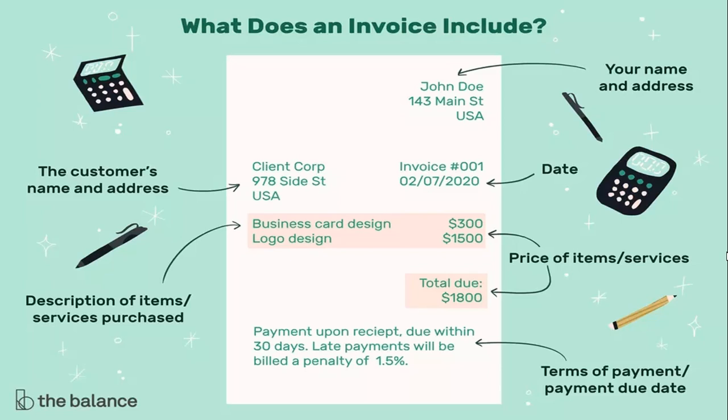Now see, what does an invoice include? Invoice includes your name and address, date, price of items and services, description of items and services purchased, terms of payment or payment on due date.